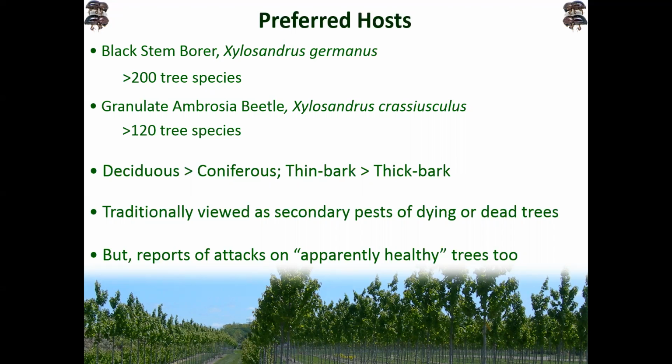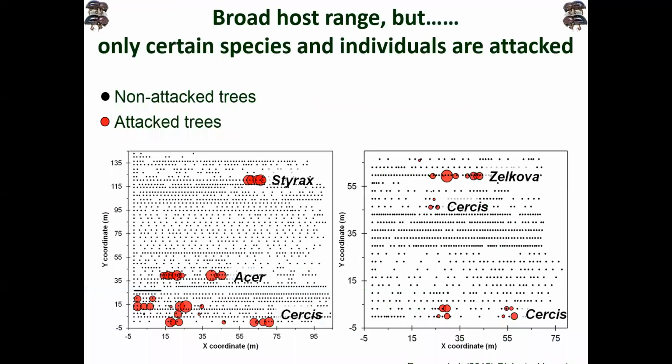And so this concept of apparently healthy has been important to us to understand, because from a grower's perspective, they really wanted to understand what was the basis for beetles attacking trees that they considered to be apparently healthy. Essentially, they woke up one day and they had experienced large numbers of attacks on trees that they thought were apparently healthy. So to us, that's been an important concept to try to understand. So what we found is that despite a broad host range, despite an ability to attack over 120 to 200 species of trees, only certain species and certain individuals are attacked within a given location and a given year.